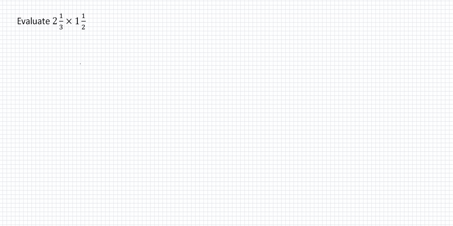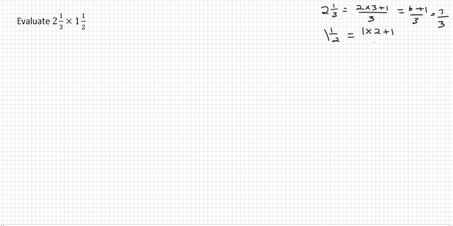Evaluate 2 1/3 multiplied by 1 1/2. So our first step is to convert them to improper fractions. 2 1/3 is equal to 2 times 3 plus 1 over 3, which is going to give us 6 plus 1 over 3, which is 7 over 3. 1 1/2 is going to give us 1 multiplied by 2 plus 1 over 2, which is 2 plus 1 over 2, which is 3 over 2.